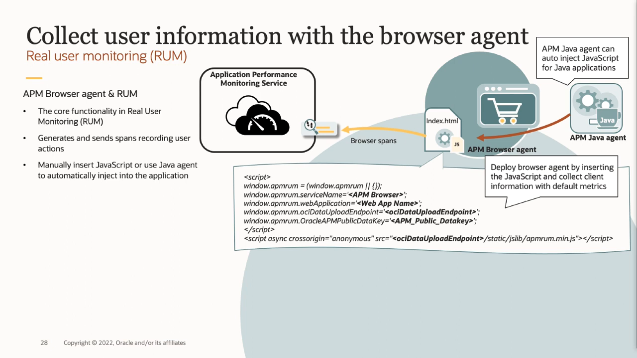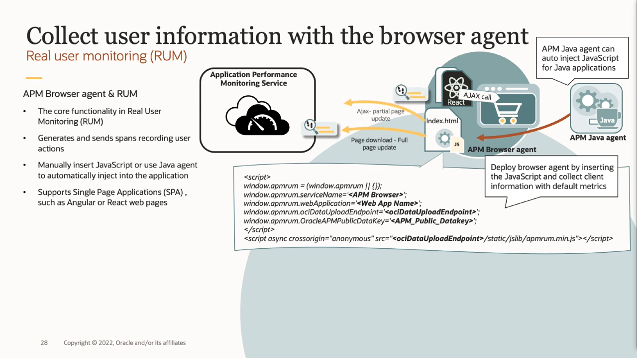APM Browser Agent supports single-page applications, or SPA, such as Angular or React-based web pages. In those applications, there is only a single HTML that is downloaded, and the transaction happens by updating the page, typically using AJAX. When a page is downloaded, the browser agent creates a span for the full page update. In addition, it also creates spans for each AJAX call as a partial page update.